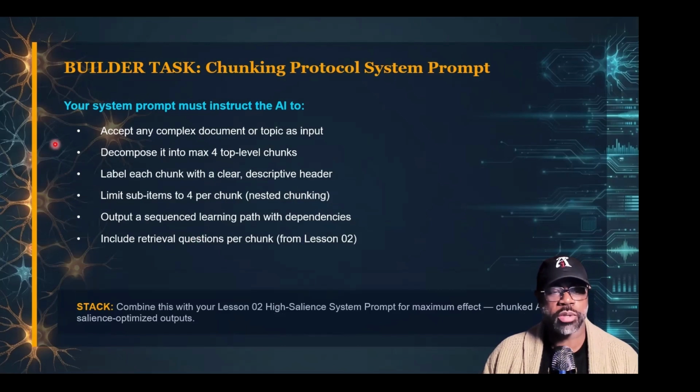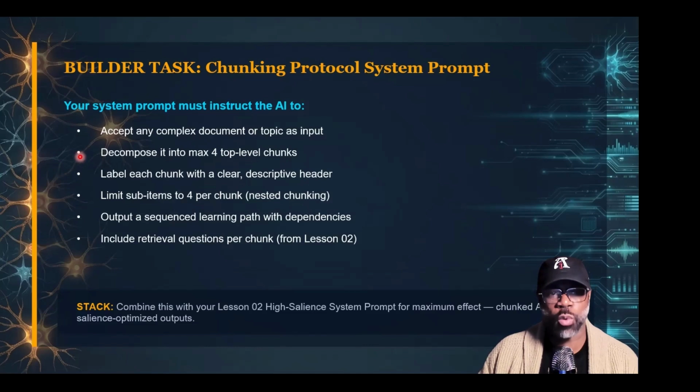Now, for my builders, your system prompt must instruct the AI to accept any complex document or topic as input. You may also want to put some constraints on the file types. Is it going to be a PDF? Is it going to be a markdown file or MD file? Is it going to be a text file? Is it going to be a website or HTML? Make sure you include some constraints there as well.